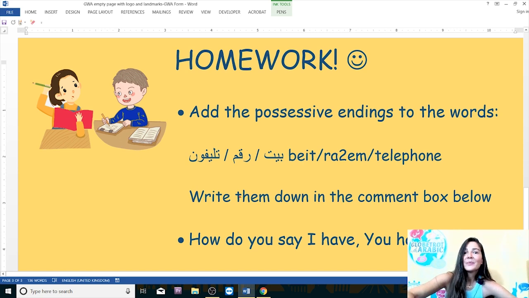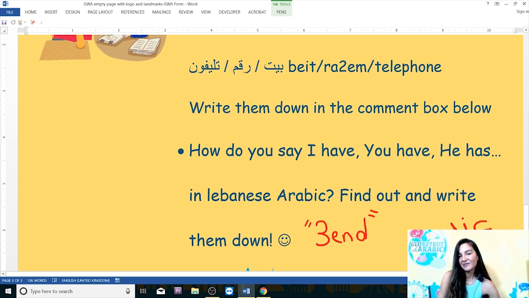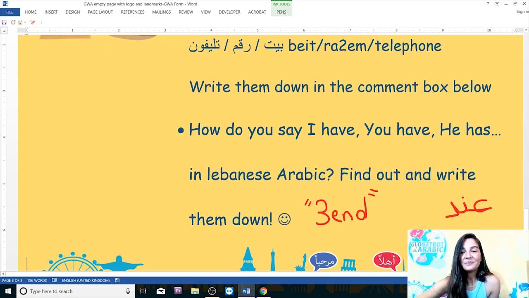And more important than this, you have to guess how you conjugate I have, you have, he has in Arabic. You have the word already, which means at, and you have to add at mine, at yours, at his, at hers. And in Arabic, when you say at mine, it means I have, at yours means you have, at his means he has. That's how it works in Arabic. Let's see who's going to guess it. And if you guessed it, you can write it also in the comment box below.